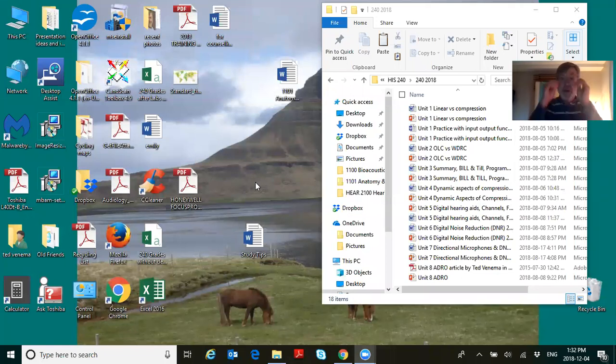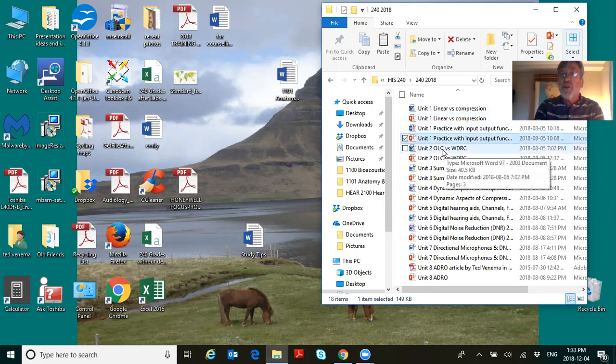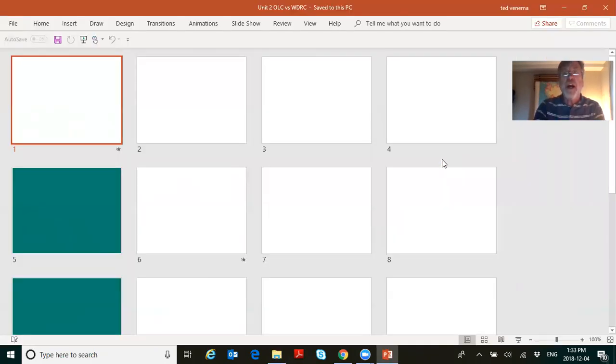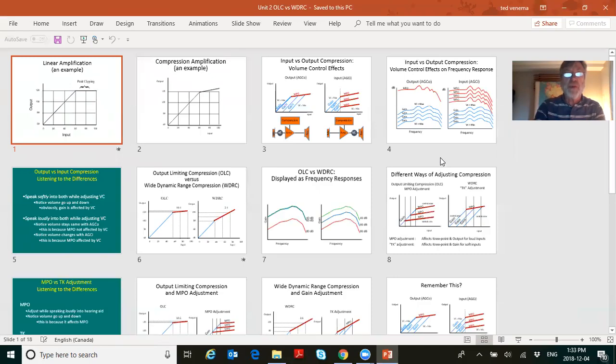In other words, if I pull up and share screen here, let's look at it. Okay, see this little file folder that's open here? Linear versus compression, we really don't need to go over that. You know that. Practice with input-output functions, that's what we went over last week. Output limiting versus WDRC, you should have a handle on that. That's Unit 2, from before the midterm. I'll tell you what you need to know from that, so have certain salient points down from that particular section.